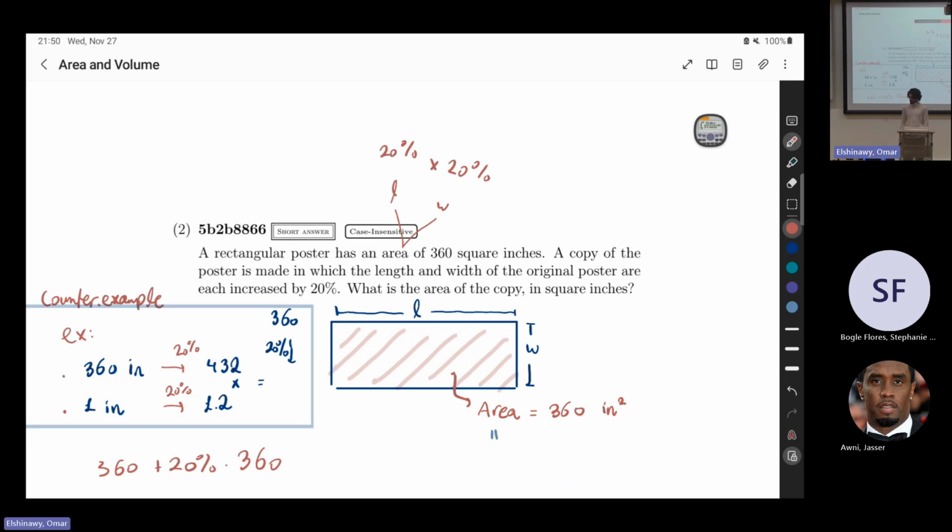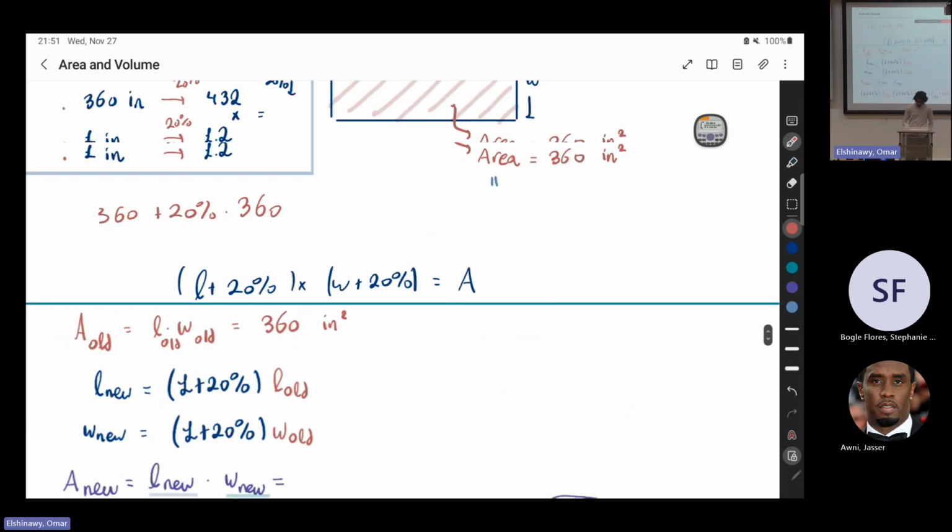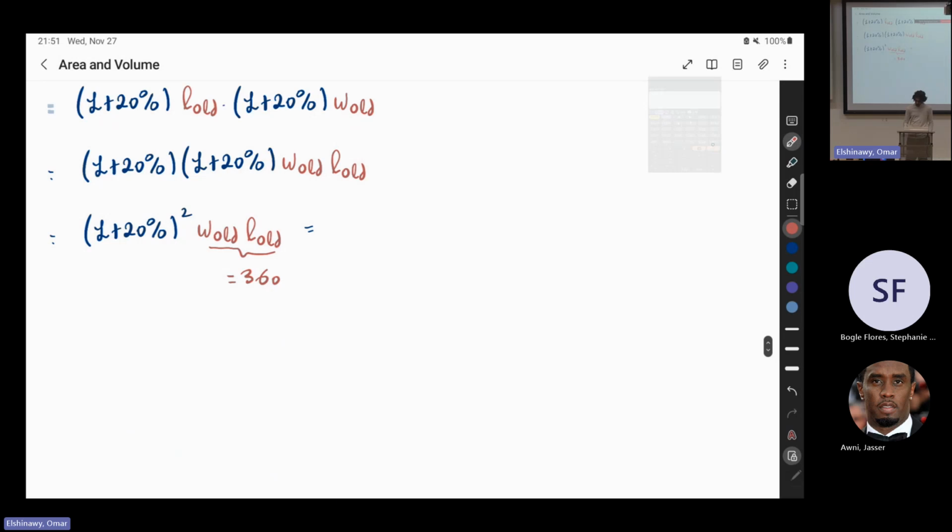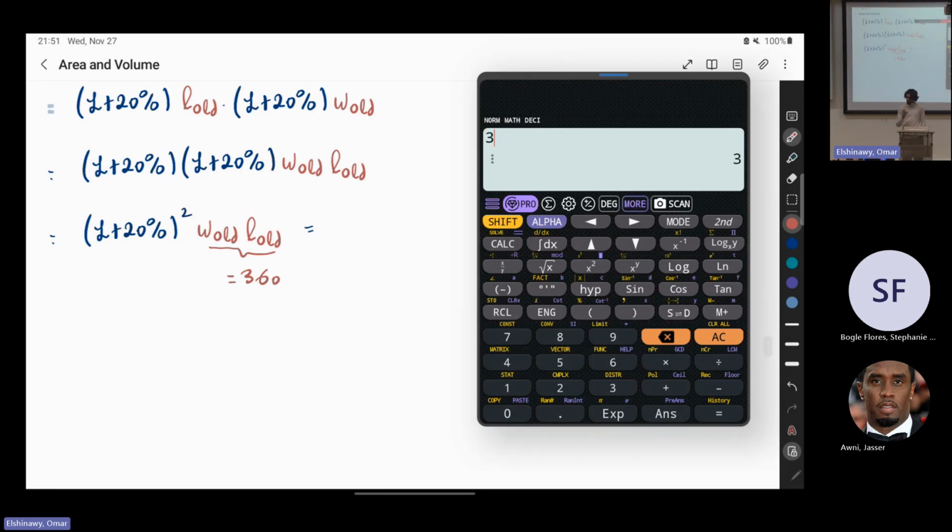Wrong way to do this. So the wrong way to do it is just to multiply 360 by 20%. But what you need to do actually is you need to multiply it by 1 plus 20% twice. So what do I mean by 1 plus 20%? I mean 1.2 or 1.20, because 20% is 20 over 100.